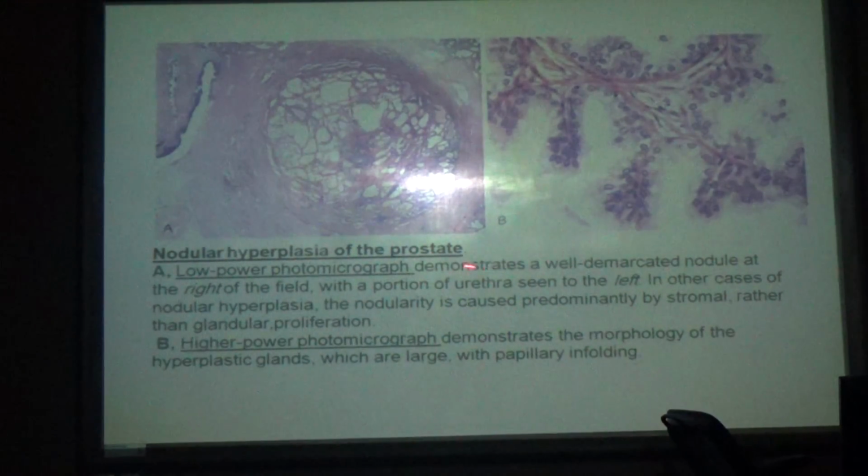The left one, they say, demonstrates a well demarcated nodule at the right end, with a portion of urethra seen on the left. You don't need to describe this. High view of this single gland shows you two layers of epithelium. One is a basal layer, another is a columnar layer. That is the feature of a prostate.